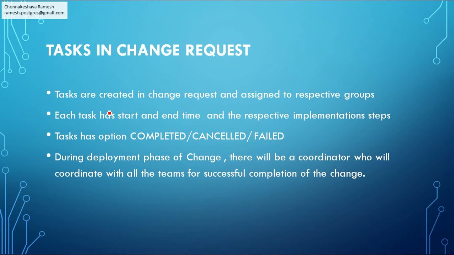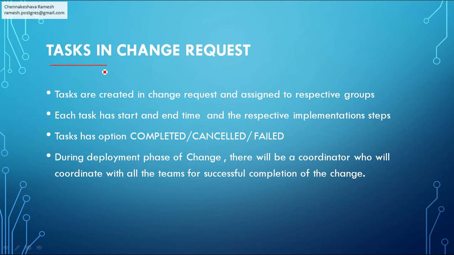Now, in a normal change, we create tasks. For example, for one particular activity, there can be multiple people or multiple teams involved. So you have to assign tasks to each group, and each task will have a start and end time, and each task will have the relevant implementation steps for each of the groups. Once each of the groups has completed the task, they can close it as completed, or if it has failed, they can mark it as failed, or they can cancel the task.